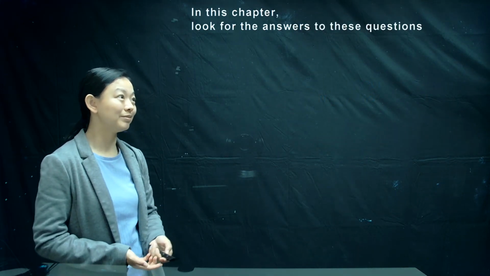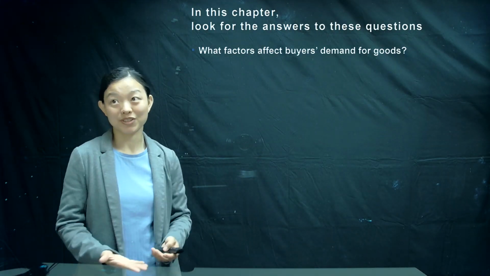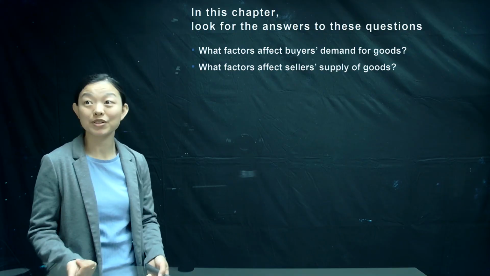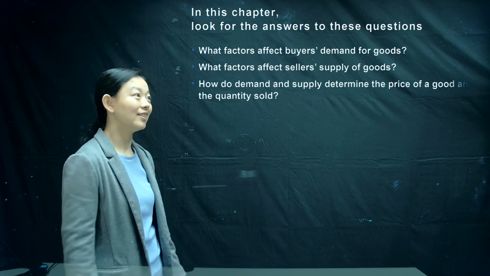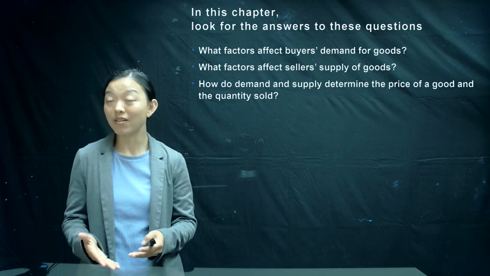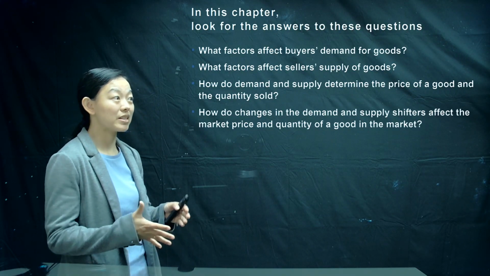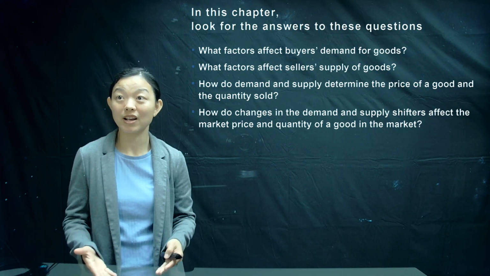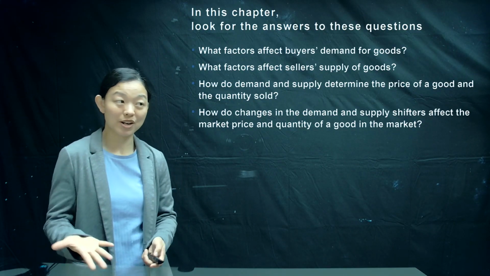The first one is: what factors might affect buyers' demand for goods? And then we'd like to talk about what factors might affect sellers' supply of goods. After we learn demand and supply, how do demand and supply determine the price of the goods and quantity in the market? How do changes in the demand and supply shifters affect the market price and the quantity of the product? So there are several questions we try to find the answers to in this chapter.